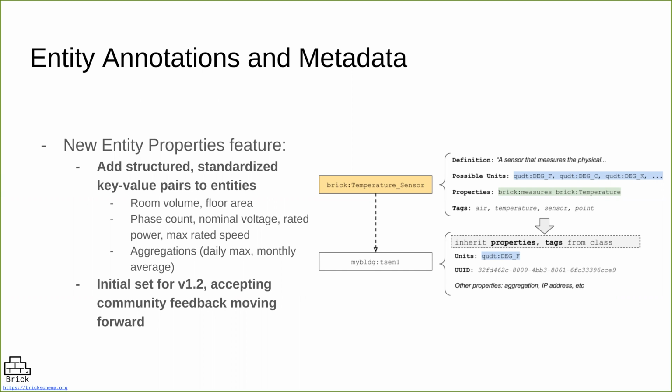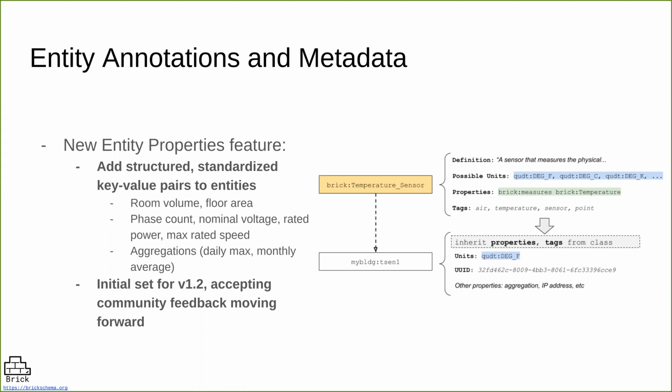And to look at this figure on the right here, we can see that when you get that class definition, you're not just getting a human readable definition from some authoritative source. You're not just getting the possible units, you're also getting properties about how that particular class behaves. You're getting tags that let you find that class later. And when you create that instance, you're inheriting all of those properties and tags.